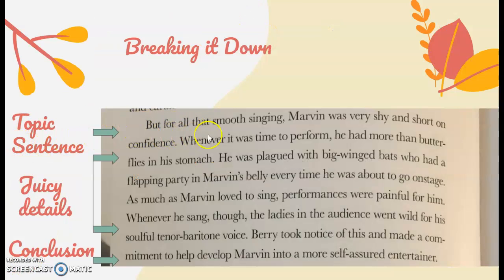So, looking at that topic sentence again, "for all that smooth singing, Marvin was very shy and short on confidence." That's the main idea. It's about how Marvin Gaye was a great musician, but he was terrified. He had bad stage fright. Then we have all those juicy details, and I love that big winged bats who had a flapping party. That stands out to the reader. Okay, and then we go through all of the other things. The audience loved him. He loved singing, but the process was painful for him. And then we conclude with Berry's decision that he's going to kind of help Marvin Gaye get over this fear.